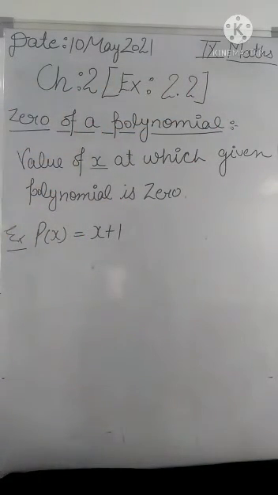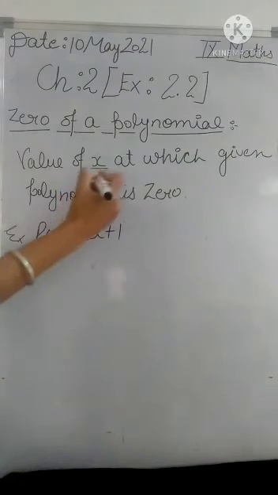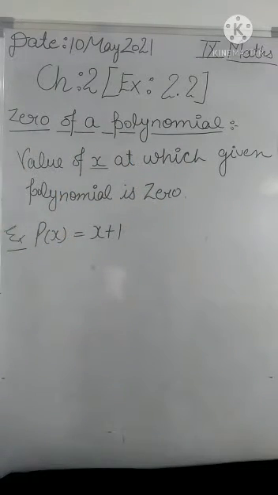But before starting this exercise, let us understand zero of our polynomial. Zero of a polynomial means value of x at which given polynomial is 0. Means you have to find a value of x that when you put in the polynomial, your polynomial becomes 0.